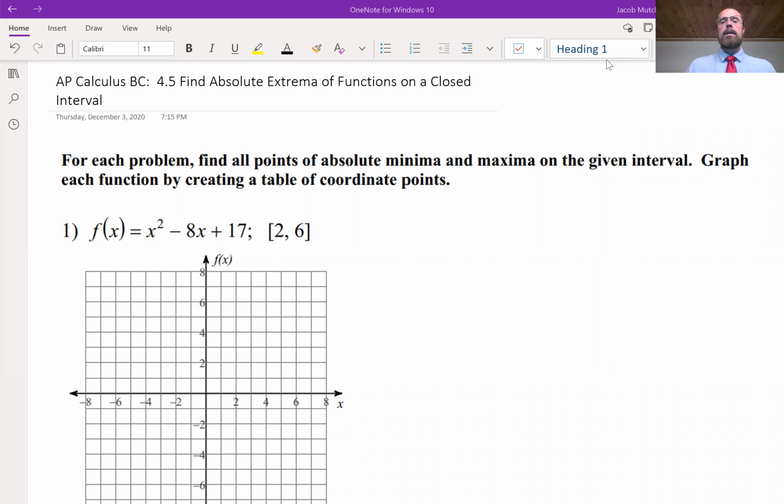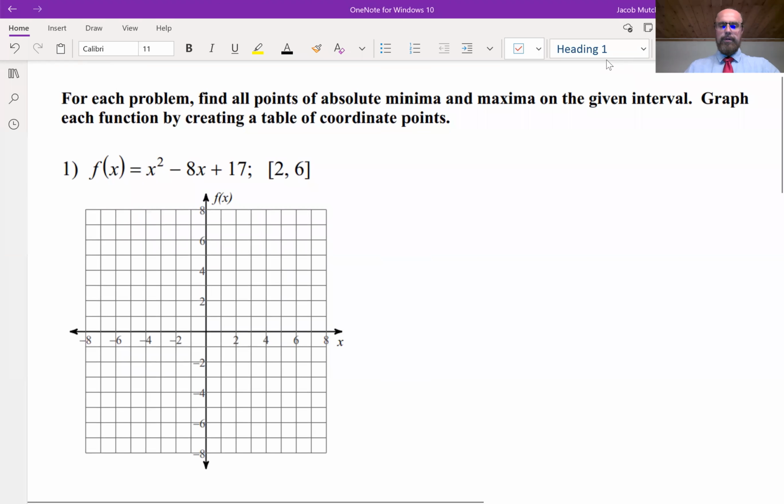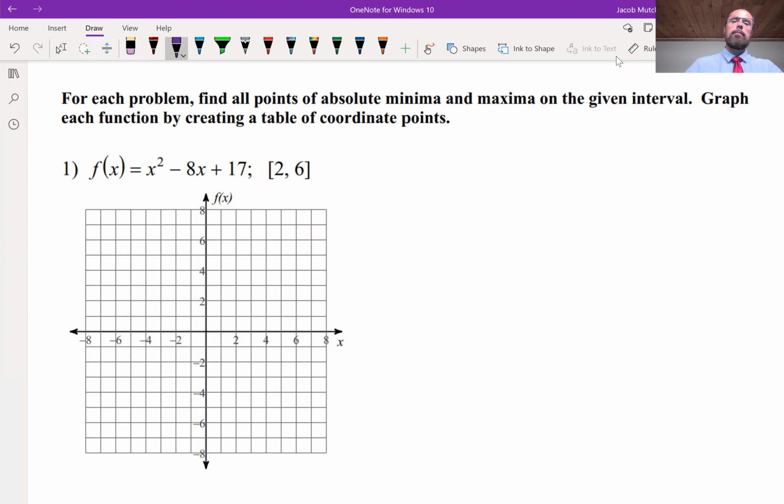Our goal is to find all the points of absolute minima and maxima on the given interval. And then we want to graph the function with a table of coordinate points. So as we approach this question, we really need to think about the mathematical justification that would say that there should actually be an absolute minimum and an absolute maximum on this graph. And that justification is the extreme value theorem. So we should say what that is before we begin, because it will guide our progress here.